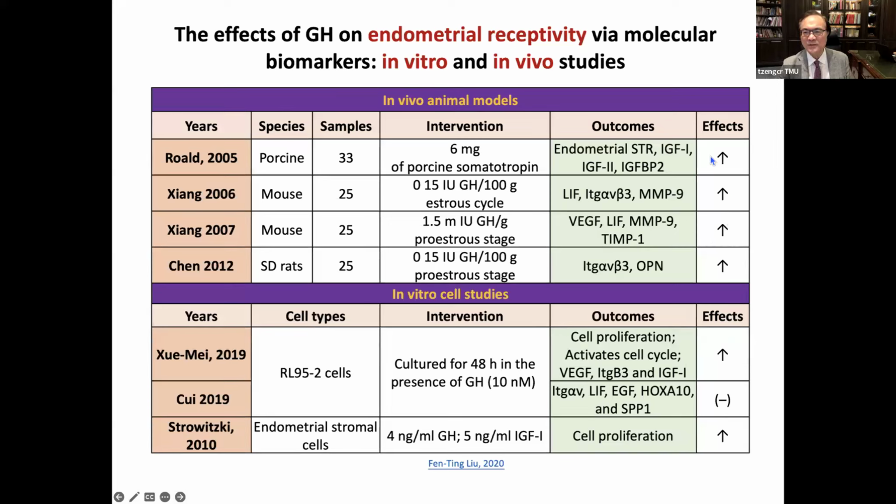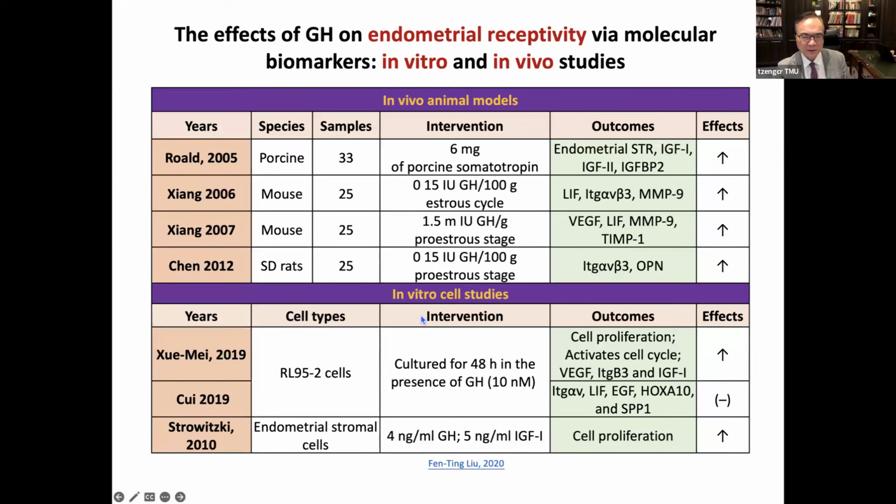All show a positive effect. They can increase IGF-1, LIF, implantation factors, alpha V beta 3, MMP9, and OPN. Those parameters also increase when the animals receive the GH treatment. So that is the positive effect.